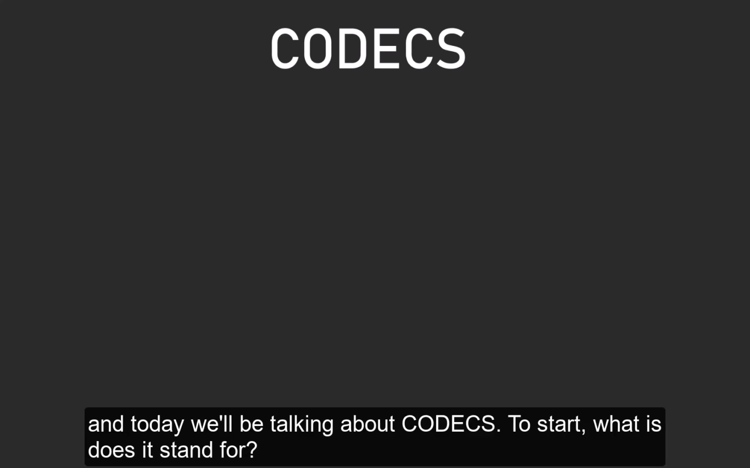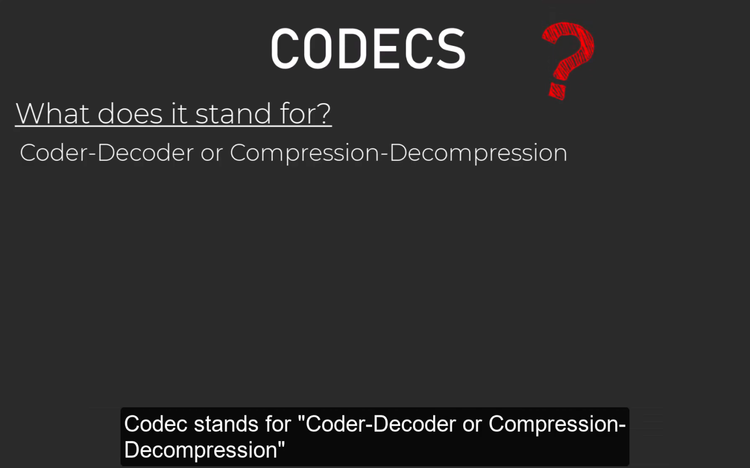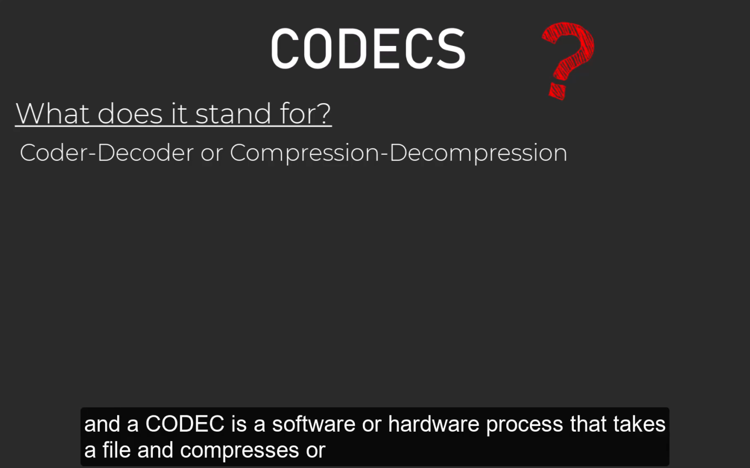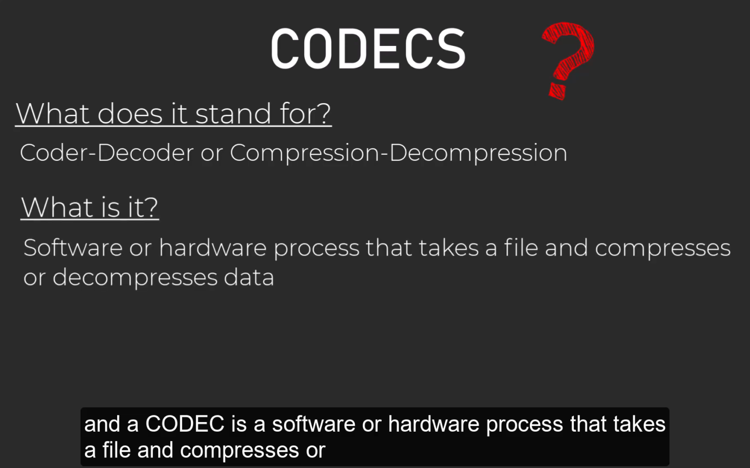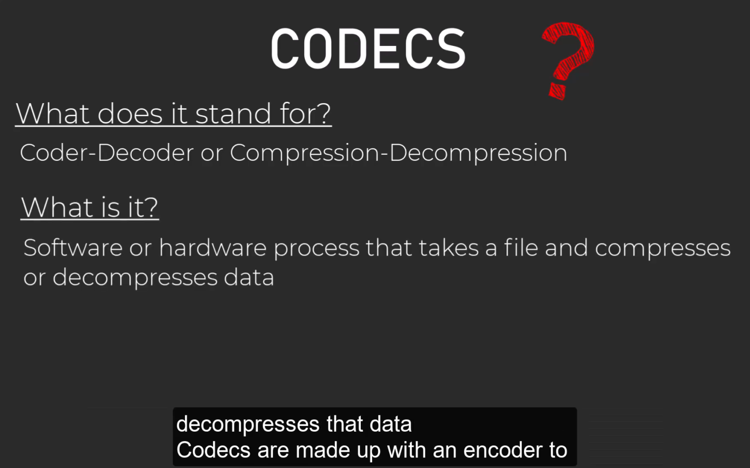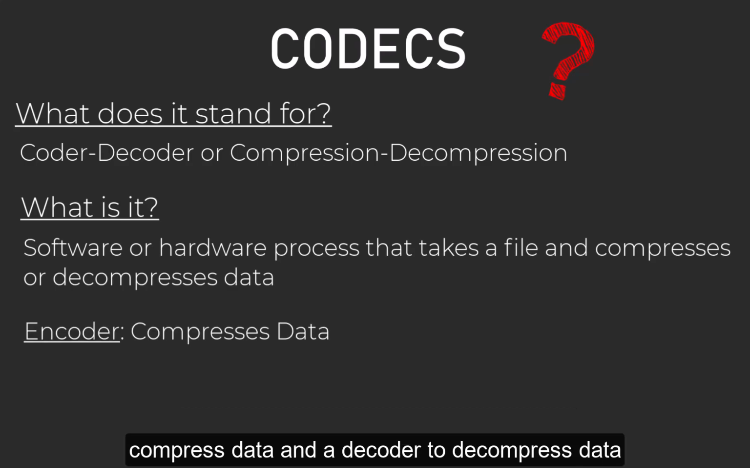About codecs. To start, what does it stand for? A codec stands for coder, decoder, or compression, decompression, and a codec is a software or hardware process that takes a file and compresses or decompresses that data. Codecs are made with an encoder to compress the data and a decoder to decompress the data.